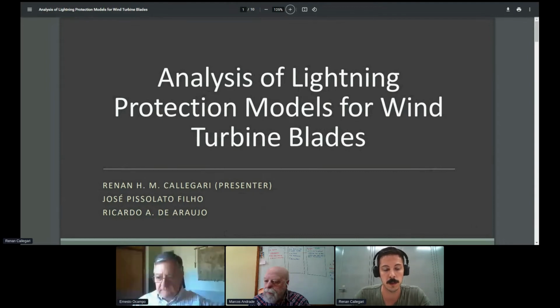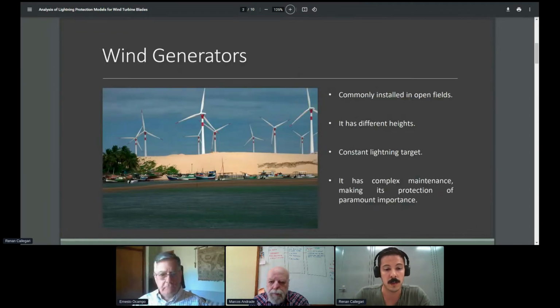This is my research, and I will show you a little bit about the analysis of lightning protection of wind turbine blades. In different parts of the world, wind generators are commonly installed in open fields, and to use the strong winds, they can have different heights. Even so, they become constant targets of lightning. It's important to note that the repairs to these generators are extremely expensive, and that is why their protection is of paramount importance.